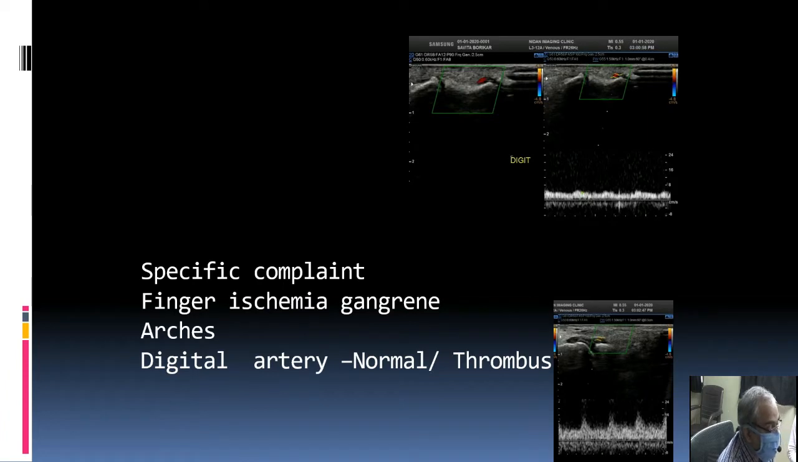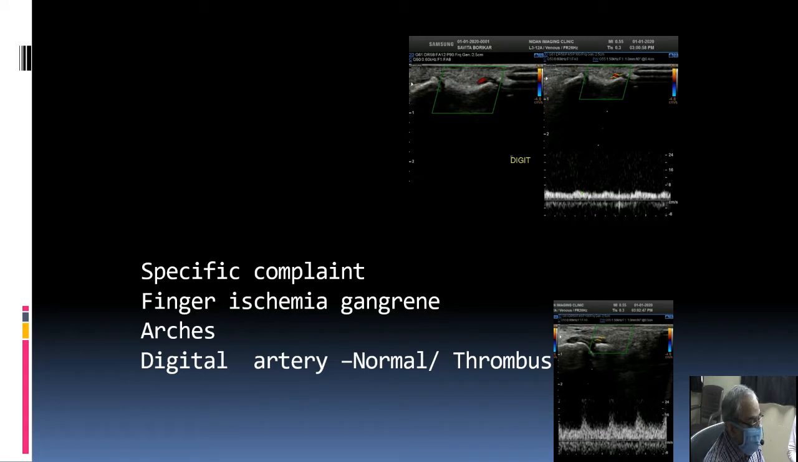As regards digital arteries, digital artery evaluation is usually not included in the routine upper or lower limb Doppler. We do up to the wrist, we do up to the ankle. Whenever there is a specific indication that only one finger has ischemic changes or one fingertip is gangrenous, and we see up to wrist level or ankle level everything is normal, then we may go for assessment of the digital artery in the upper limb or in the lower limb.